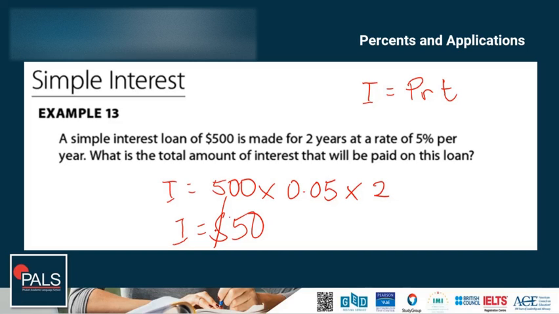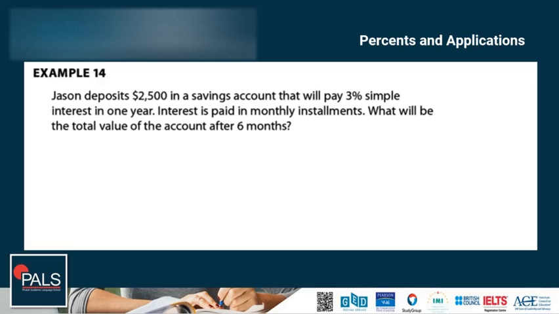Let's try example 14. Jason deposits $2,500 in a savings account that will pay 3% simple interest in 1 year. Interest is paid in monthly installments. What will be the total value of the account after 6 months? There are 2 parts to this question. First, you must calculate the interest that will be paid during 6 months. Then you need to calculate the total value of the account, the 2,500 initial deposit.